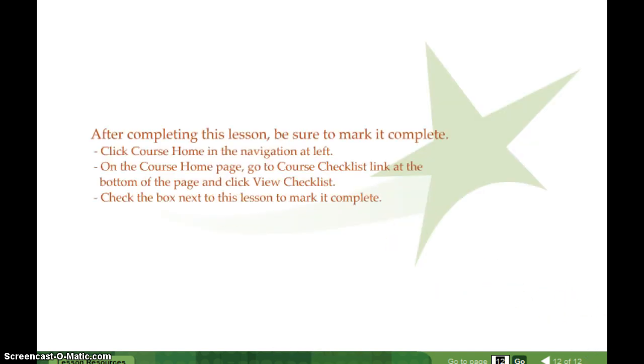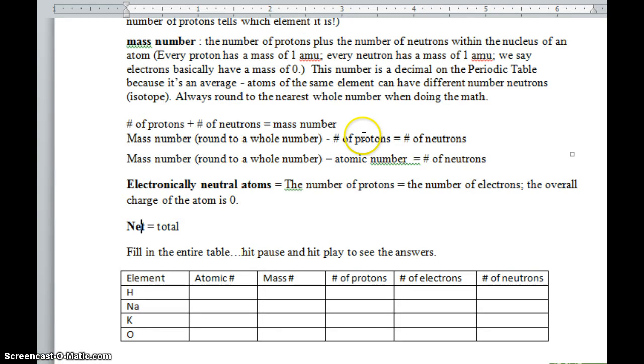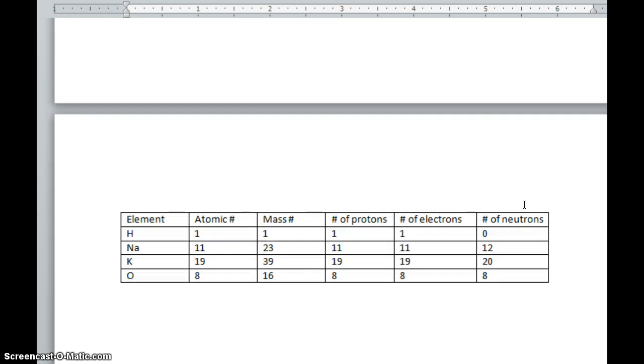And there is, of course, a quiz for you to take. And if you didn't fill this out yet, hit pause, and then you can restart this at the end. I'm going to show the answers now. And again, you can just hit pause and look at them as long as you need to as well.